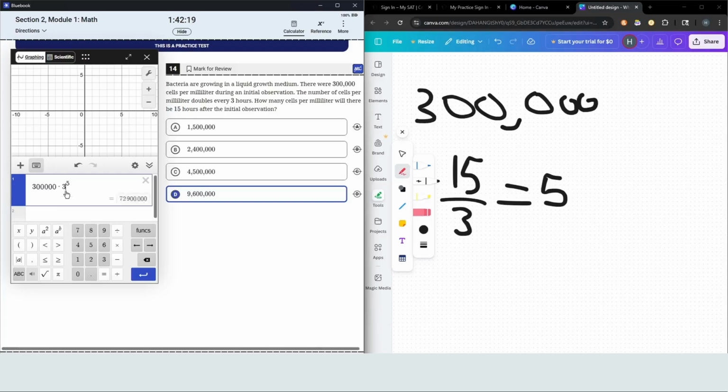If it's a triple, it'd be 3. If it's a quadruple, then we would put 4. But it's double, so we put 2. And it happens 5 times, so you do 2 to the power of 5. That gives you your answer.